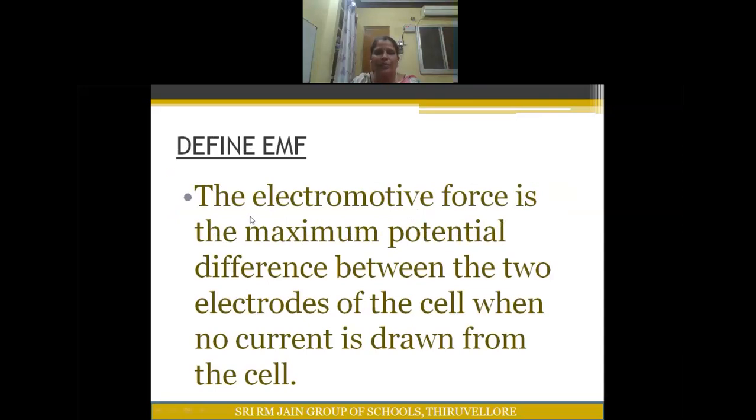And we defined the electromotive force. The electromotive force is the maximum potential difference between the two electrodes of the cell when no current is drawn from the cell.